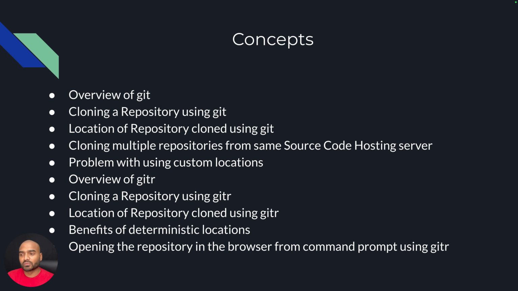Then we'll also talk about a tool called gitr and see how it changes a few things in our workflow while working on repositories. We'll essentially repeat the same steps, cloning the repositories using gitr instead of Git, and see how that changes our method to choose the location for cloning those repositories. Finally, we'll talk about the benefits of deterministic locations while cloning repositories, and also another feature built into gitr, which is around opening the repository in the browser and navigating to various paths.